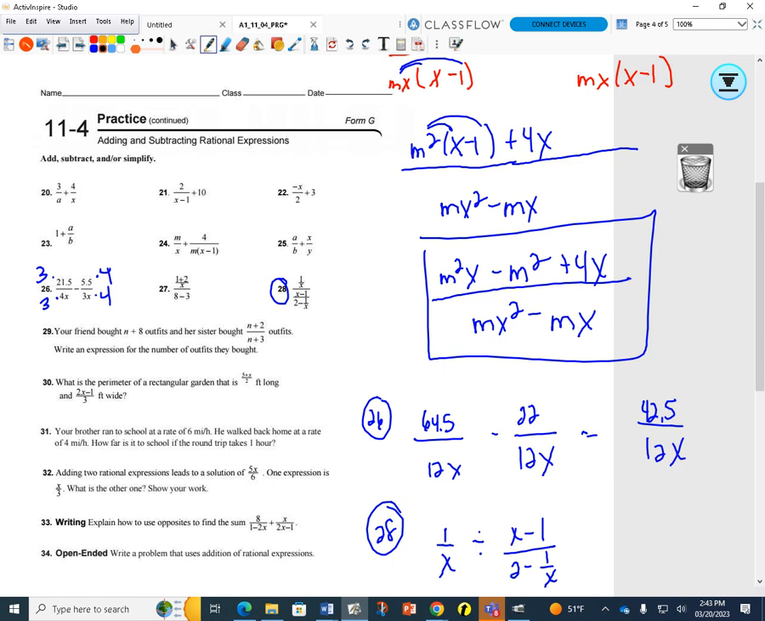So for the odd ones, it's really not anything different. I think the hardest one you're going to do would be number 28. We just did that one. So remember, 31. Your brother ran to school at a rate of 6 miles per hour. He walked back home at a rate of 4 miles per hour. How far is it to school if the round trip takes 1 hour?